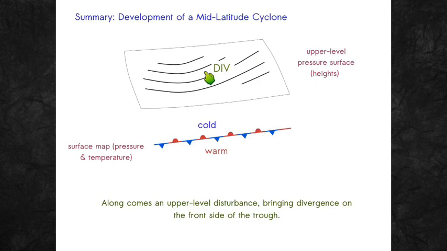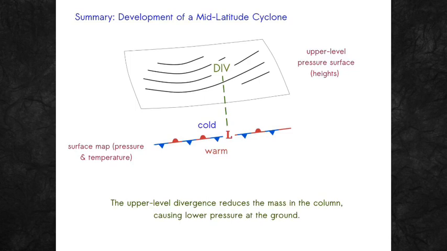Of course, that wave disturbance carries its divergence with it here. So on the front side of that disturbance, we've got some divergence. That divergence removes mass from the air column. Removing mass from the air column causes the pressure at the ground to drop. So now we've got a bit of low pressure along our stationary front.